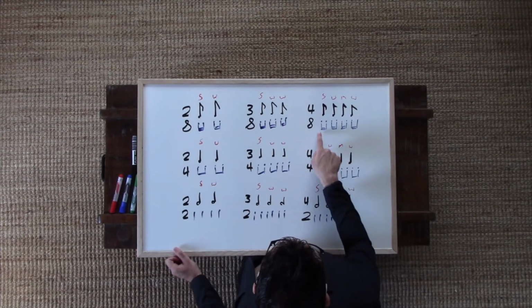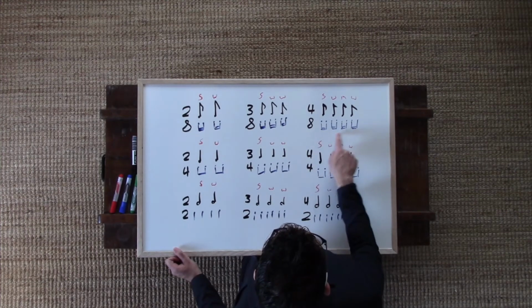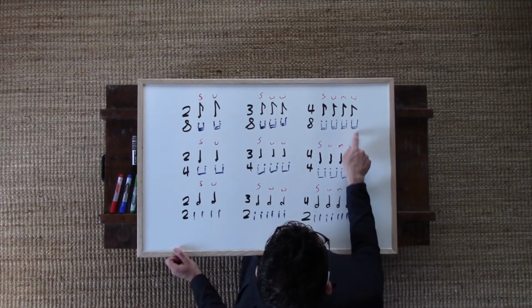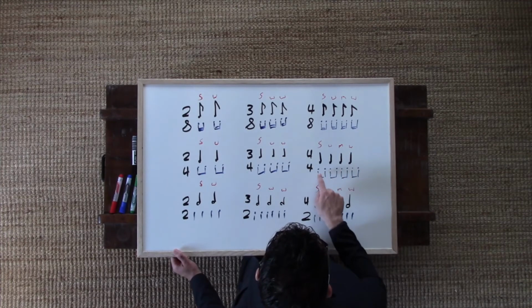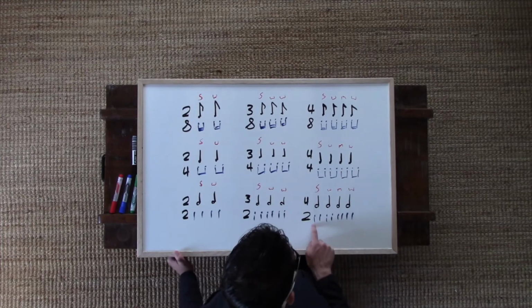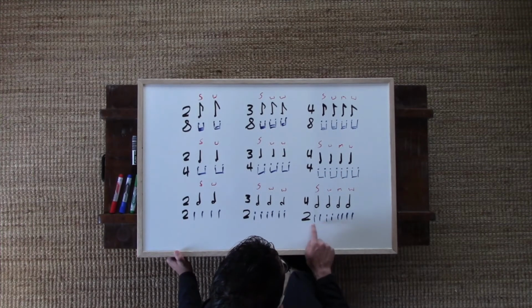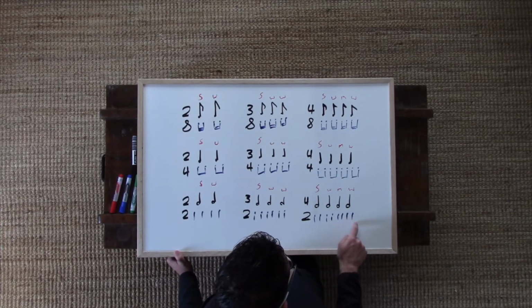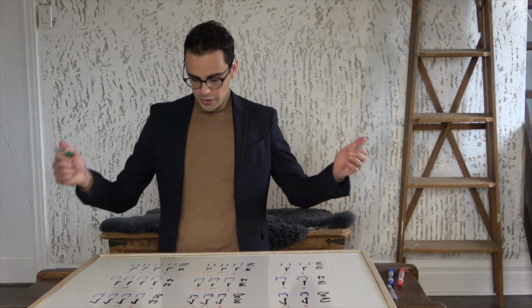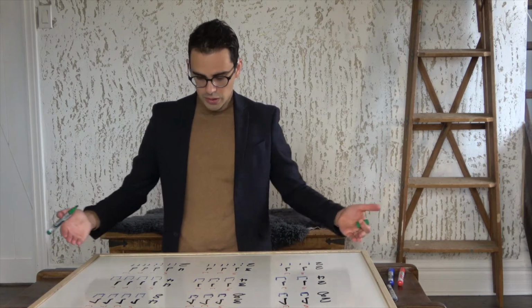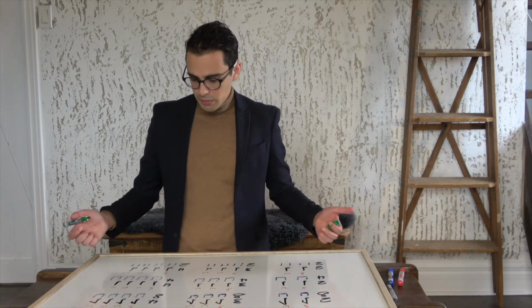So this would be 1 and 2 and 3 and 4 and 1 and 2 and 3 and 4 and, strong, weak, medium, weak. Same thing, 1 and 2 and 3 and 4 and 1 and 2 and 3 and 4 and, strong, weak, medium, weak. Okay. So there is all the groupings and kind of a closer look at the meters we're using.